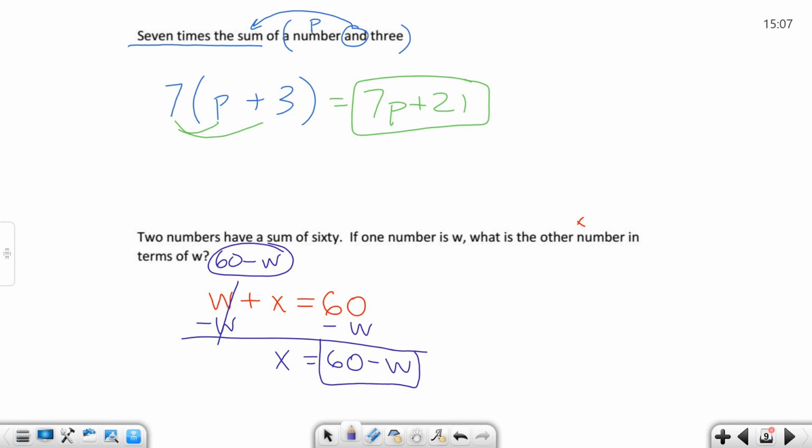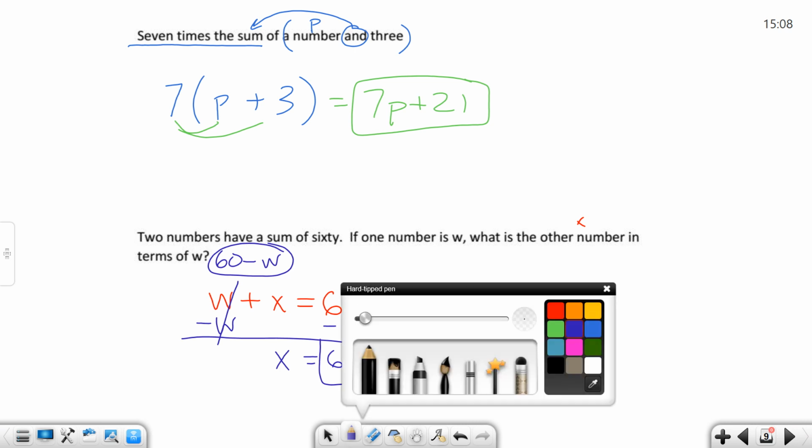All right, 60 minus W. So W plus 60 minus W, right? W plus 60 minus W equals 60. Well, that makes sense. Those two things cancel. 60 equals 60, right? So that's what's going on there.